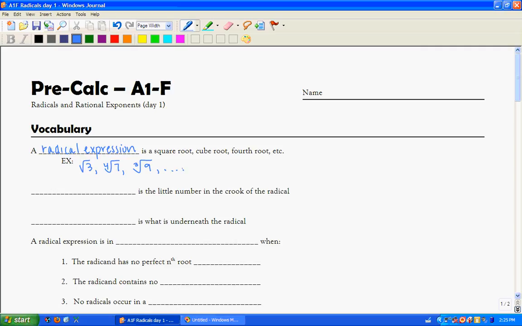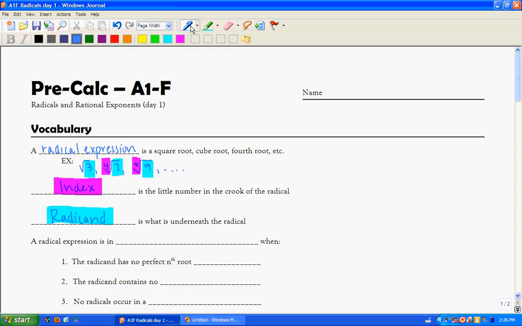So the index is the little number that's in the crook of the radical. So that would be like the 4 or the 3. Those are considered to be the index. And the radicand is what is underneath the radical. So the 7, the 3, the 9, that would all be considered the radicand.